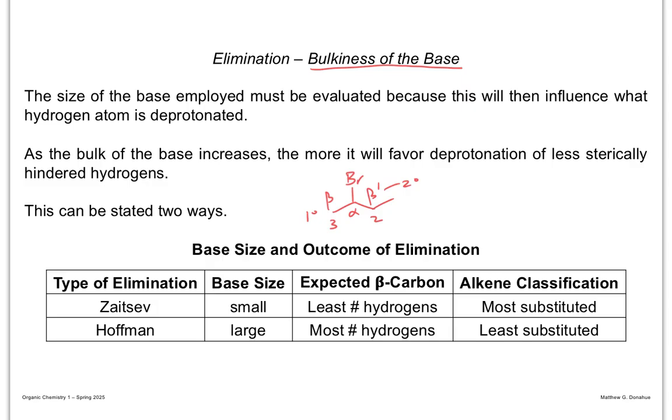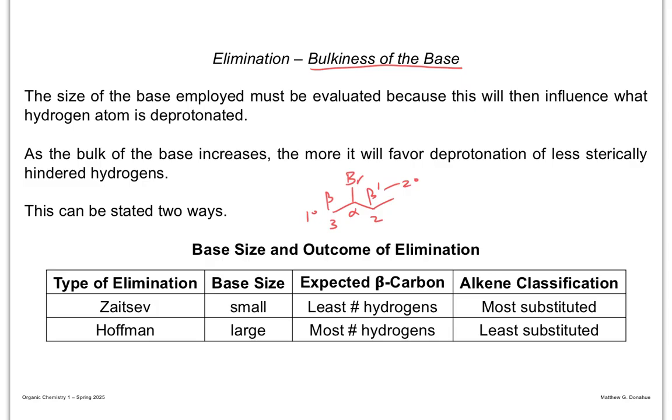When you move from primary to secondary to tertiary, the protons become less accessible. You have all these substituents crowding around that hydrogen. It's harder for the base to find that hydrogen. So as the bulk of the base increases, the more it will favor deprotonation of less sterically hindered hydrogens. And so within an elimination, depending on the size of the base, we can classify the outcome in two different ways.